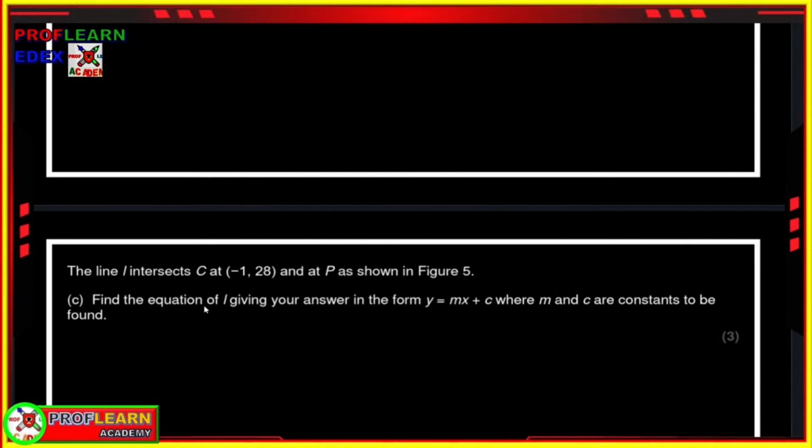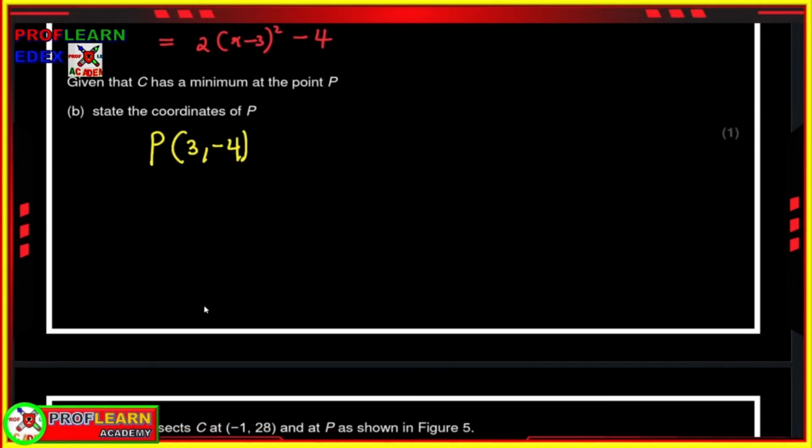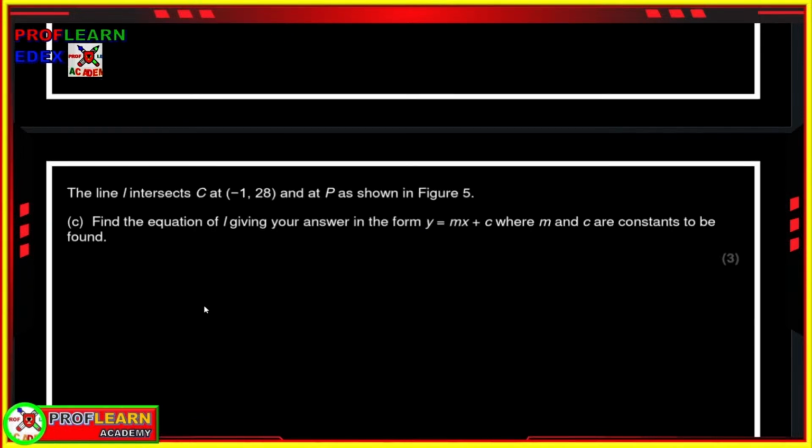The line L intersects C at negative 1, 28. P and this point are shown there. So we have seen how the two lines intersect. Find the equation of L. We have these 2 points where the straight line is passing. It's passing through the point P and the point whose coordinate is negative 1, 28.